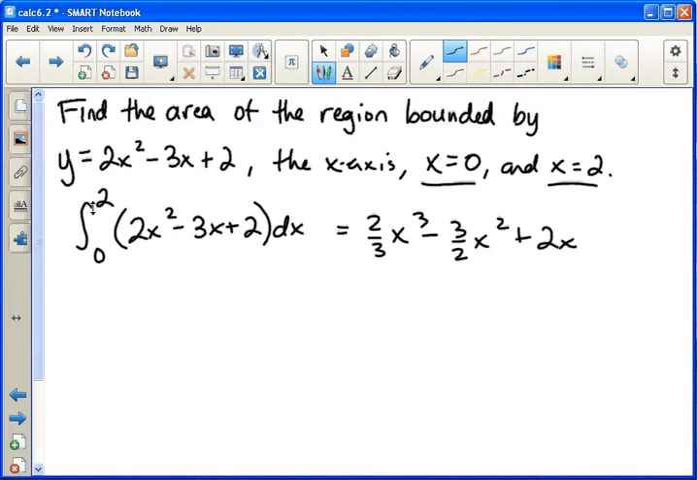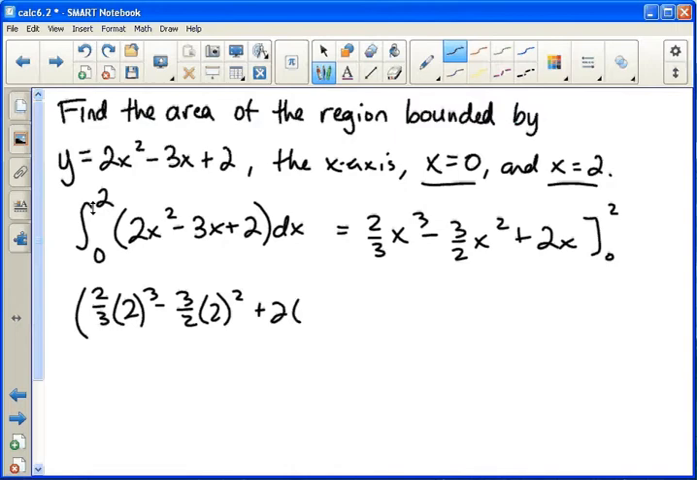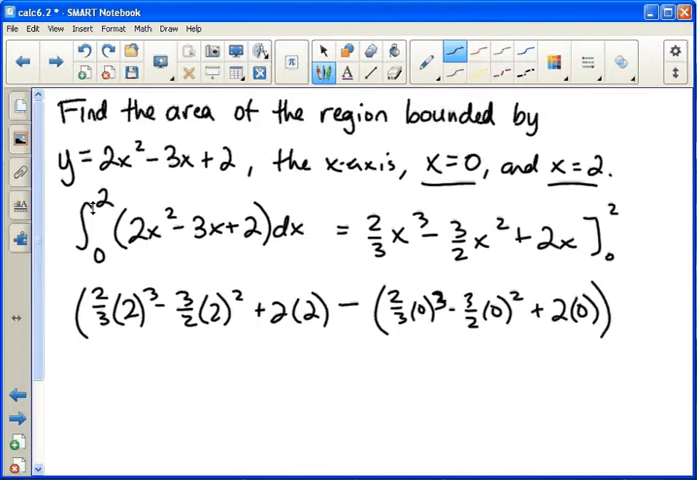Then we plug in the top number minus the bottom number. So we get 2/3 times 2 cubed minus 3/2 times 2 squared plus 2 times 2 minus, then you plug in 0, which if you notice is just going to make this entire thing over here 0. That won't always happen, but it will often happen. So when you solve all that, you should get an answer of 10/3. So the area of that region is 10/3.